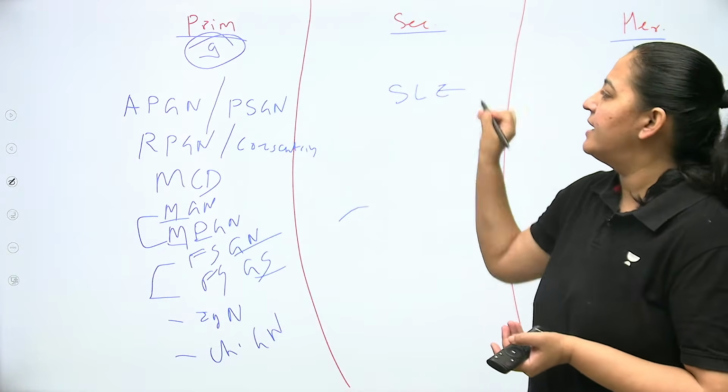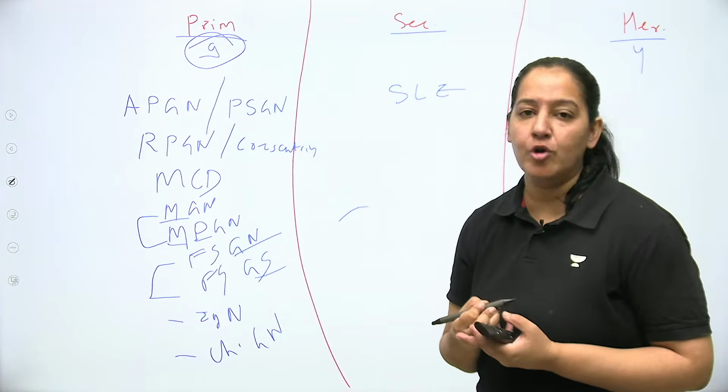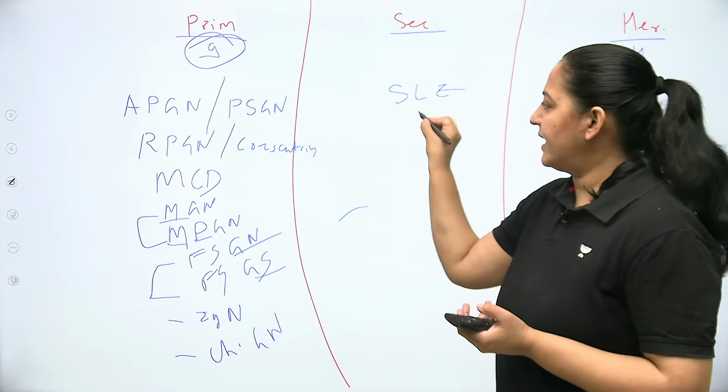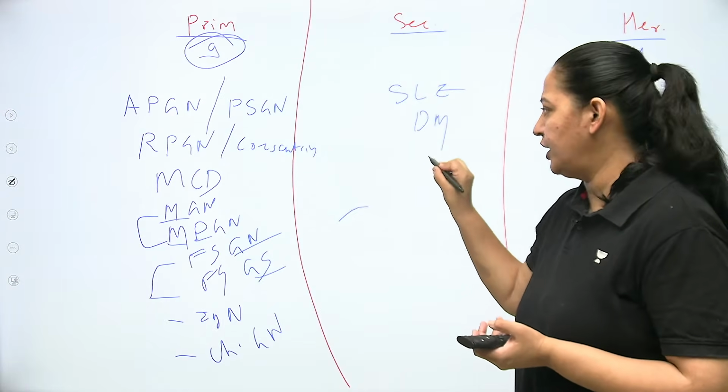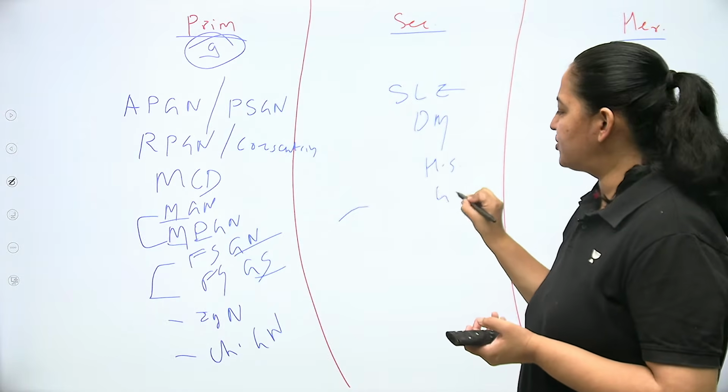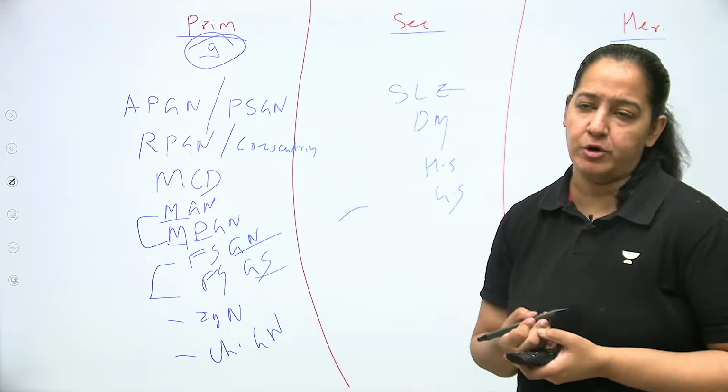In the secondary, there are many. Important ones are SLE, that is lupus glomerulonephritis, lupus kidney. The second is diabetes mellitus. I am teaching you HS purpura, Goodpasture syndrome. I will teach you all these, the important ones.